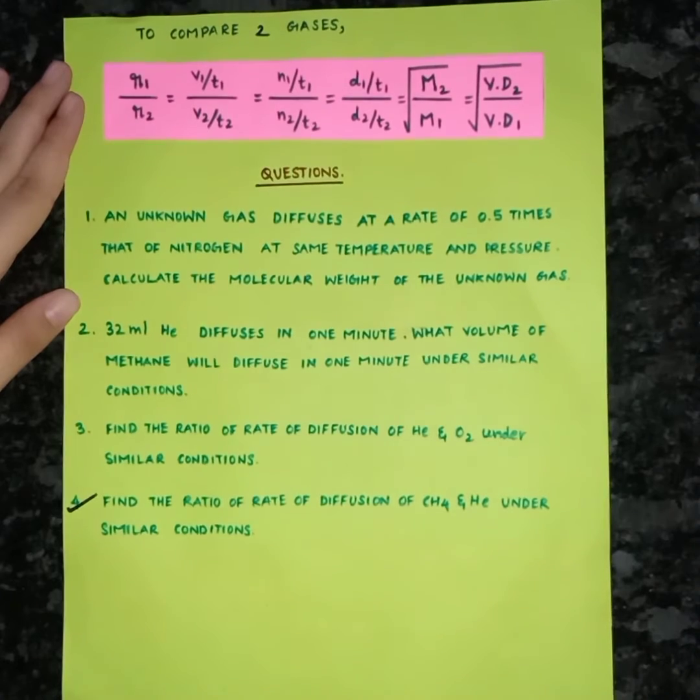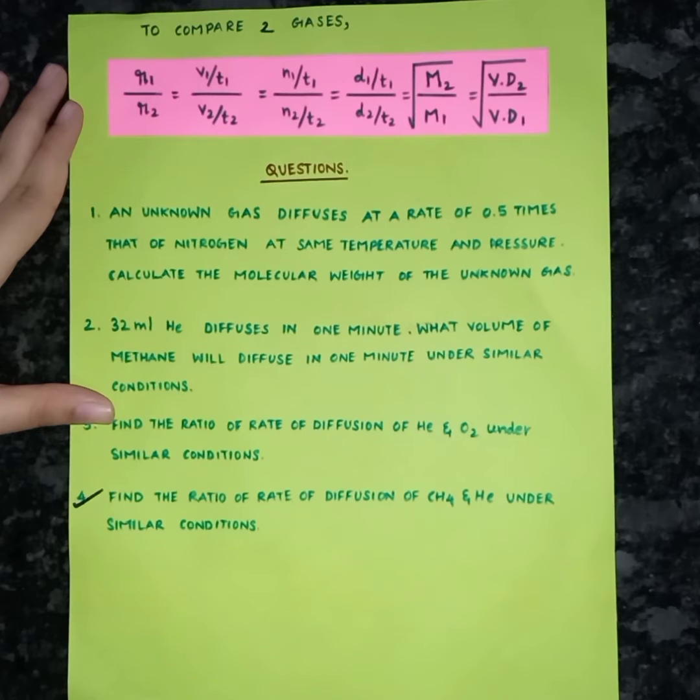To compare two gases, we can use this formula. R1 divided by R2 is equal to V1 by T1 divided by V2 by T2, which is equal to N1 by T1 divided by N2 by T2, which is equal to D1 by T1 divided by D2 by T2, which is equal to root M2 divided by M1, which is equal to root Vd2 divided by Vd1. Let us solve some questions.